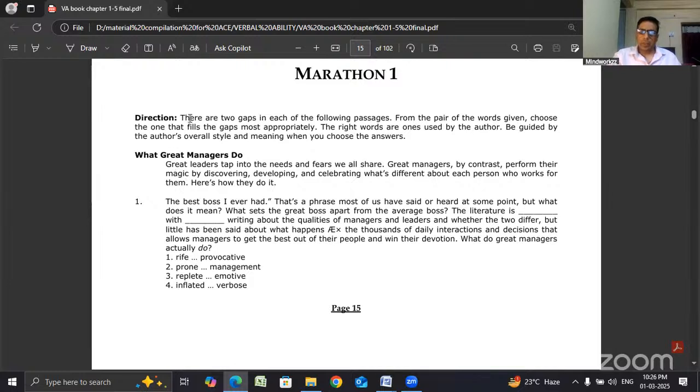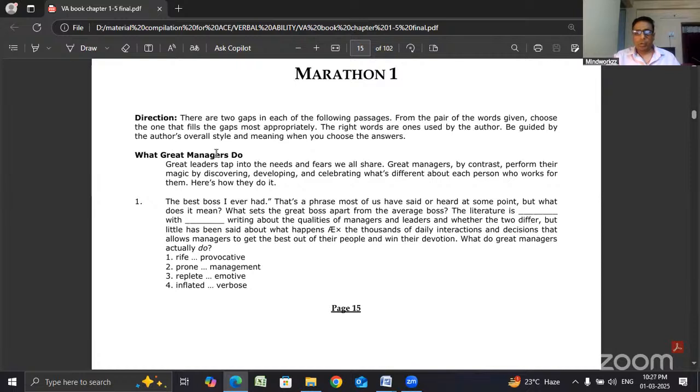Great. Now that you have understood this direction, let us solve this. Great leaders tap into the needs and fears we all share. Now look at this. Why is this article widely circulated? Why is this one of the most popular articles? Because this is not talking about leaders. This is talking about managers.